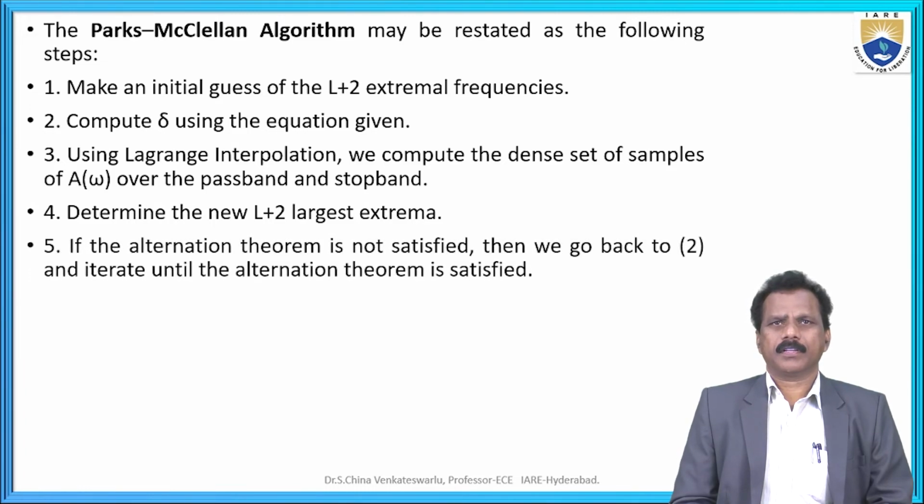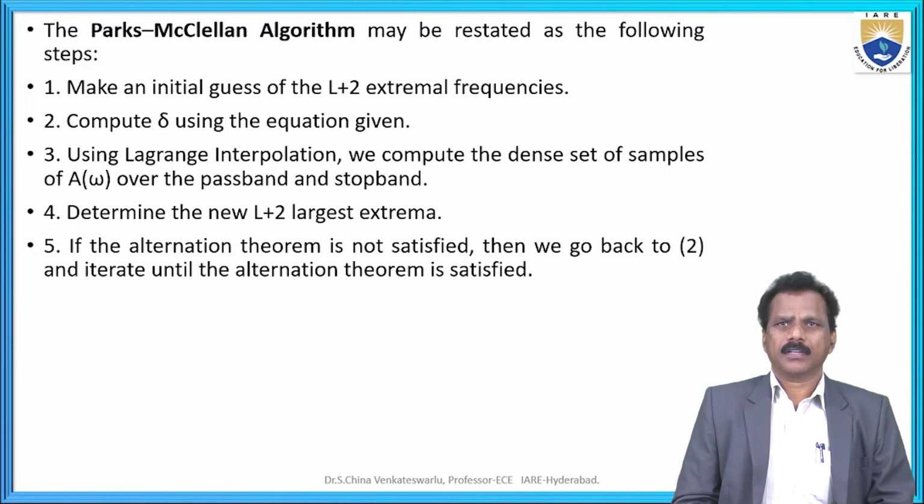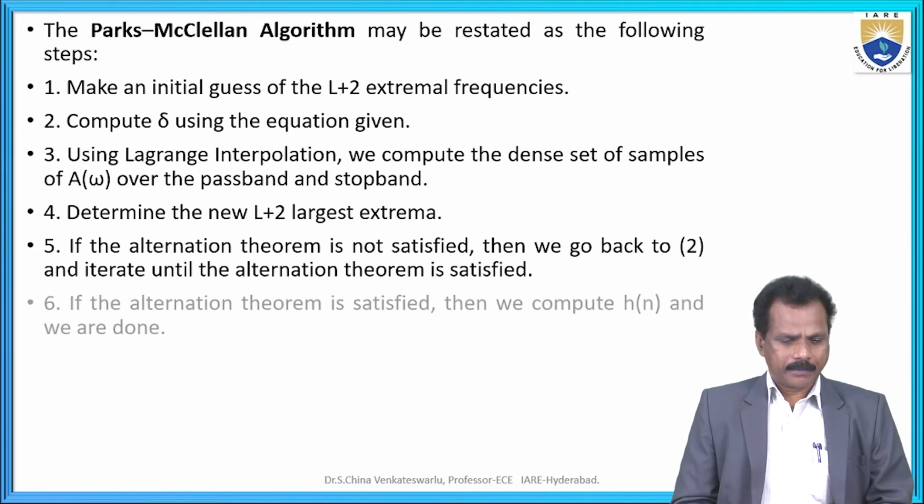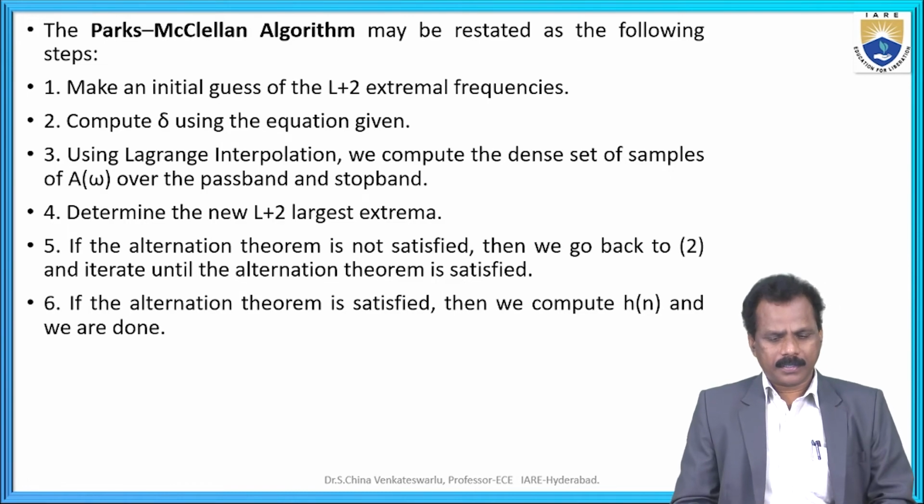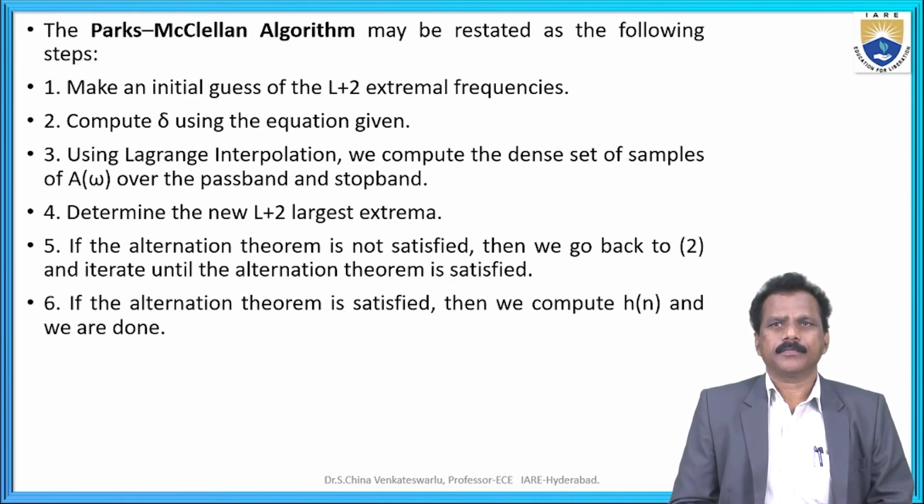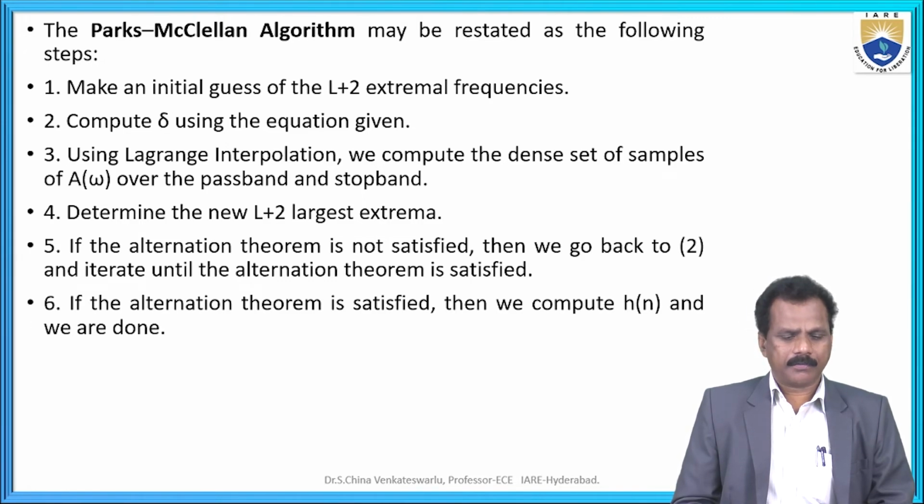Coming to the fifth one, if the alternation theorem is not satisfied, then we go back to step number 2, that is compute delta using the given equation, and iterate until the alternation theorem is satisfied. If it is not satisfied, again follow all these previous steps. We expect this desirability. Next, coming to the sixth step, if the alternation theorem is satisfied, then we compute the impulse response, that is h of n, and we are done.